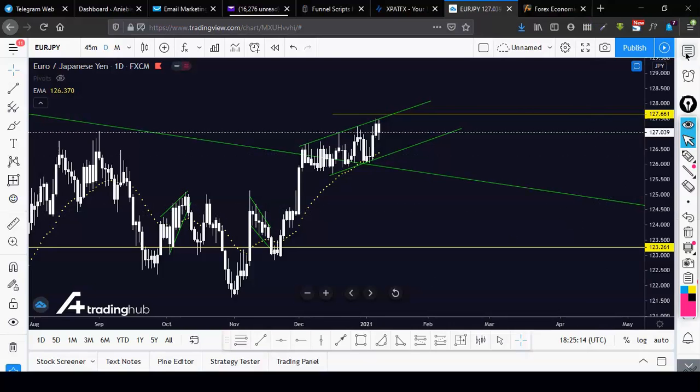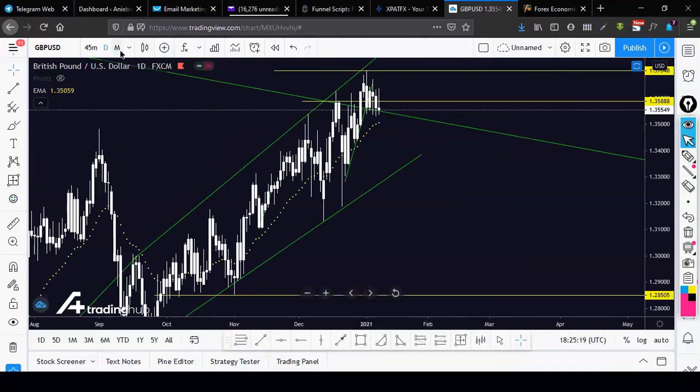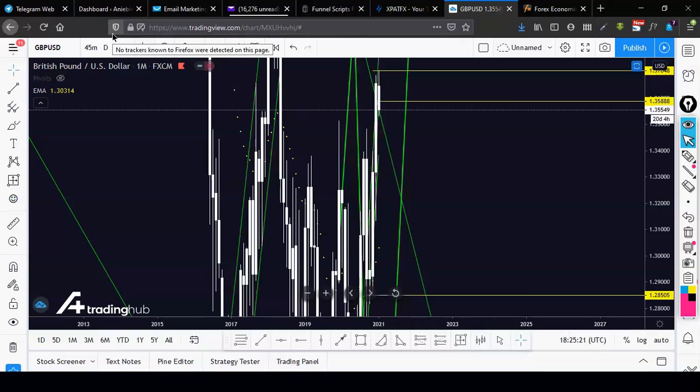Alright, so we move to the next one, which is pound dollar. This is the pound dollar chart.